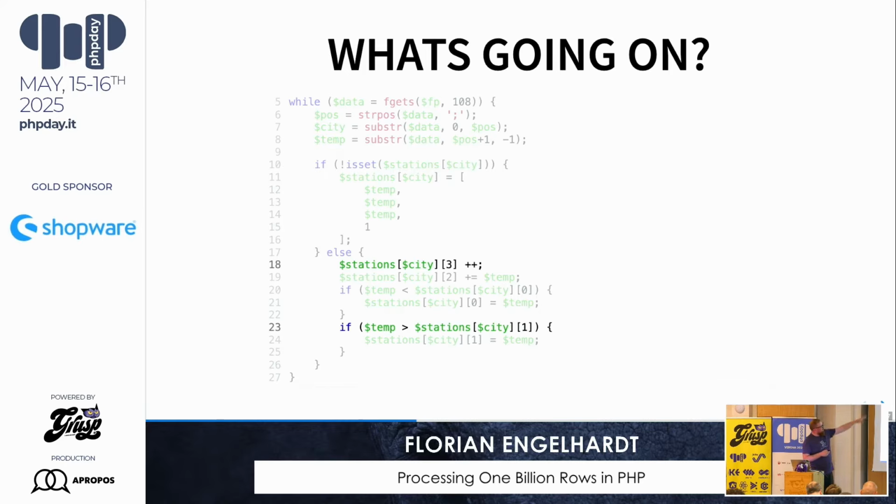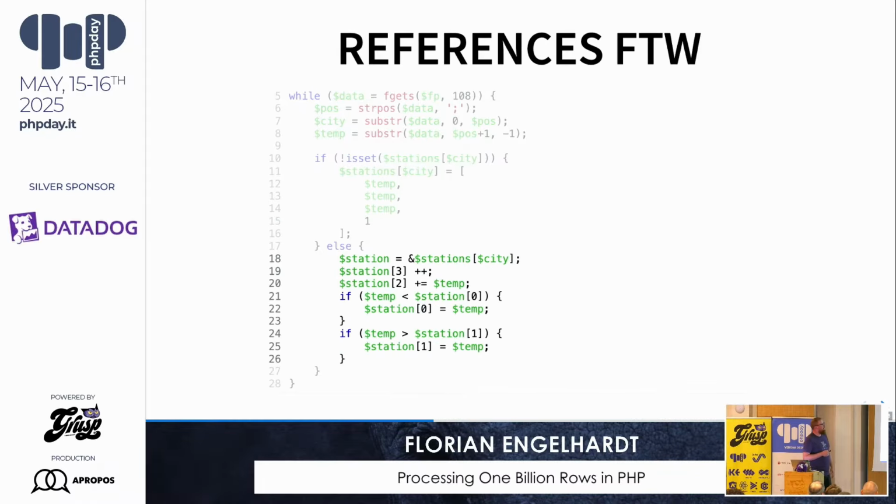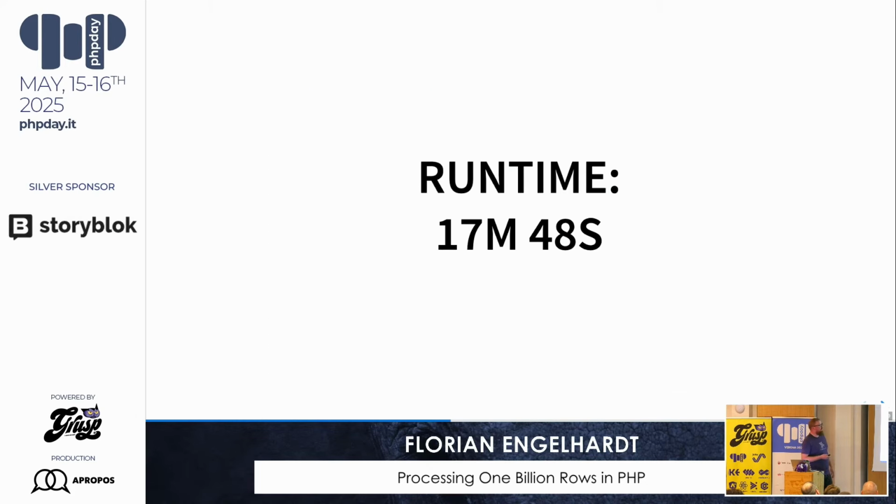I'm doing this all over the place. You can see everywhere there's $stations, $city, and I was like, well, maybe I can just replace all of this or most of that by using a reference. So basically in line 18, I'm doing the hash map lookup and then store the reference to the value and then just go through it and use the reference now. Running the script again, just with these changes, brings the runtime a bit down to 17 minutes, 48 seconds. It's 10% less. That's okay, I'll take it. It's not much, but it's okay.